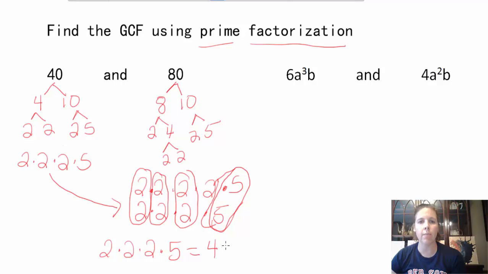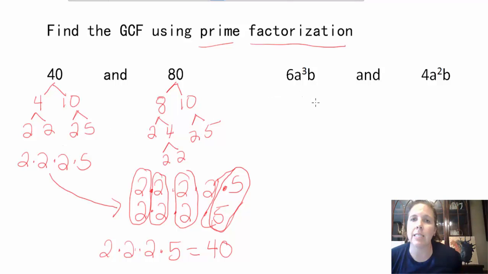Now, if you remember what GCF is, you could have looked at this from the beginning and known that it was going to be 40. And that is fine unless it tells you to use prime factorization. If you have to use prime factorization, then you have to do it this way. So you see we pair them, and each pair becomes 1. 2 times 2 times 2 times 5. So the GCF is 40 for this one.